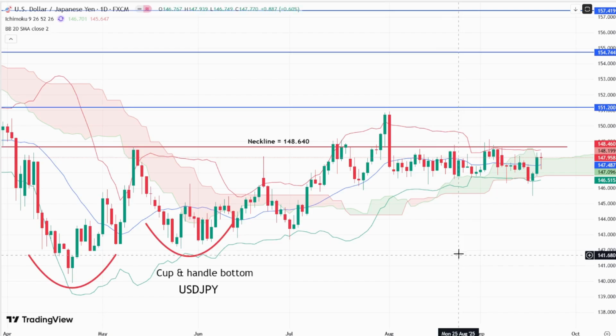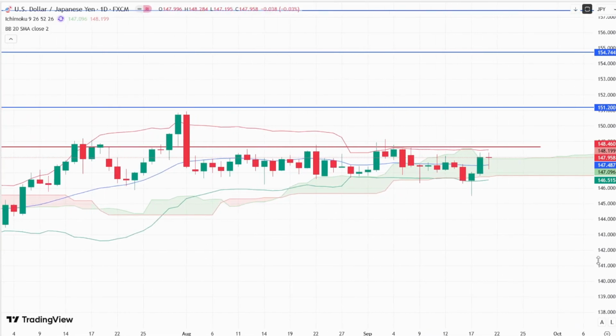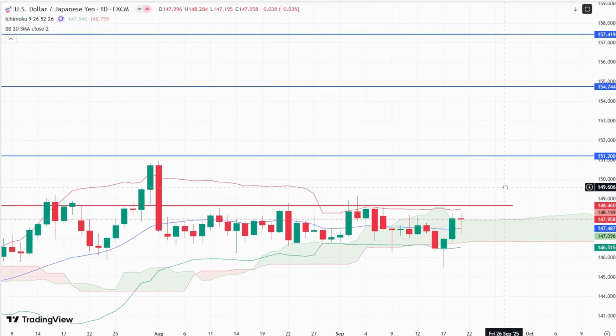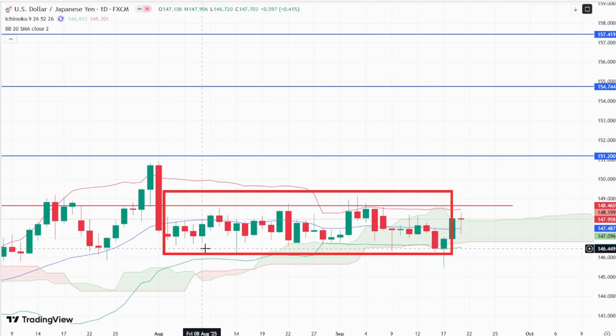I last covered dollar yen in a video on the 2nd of August, and I noted that dollar yen is in the bullish resumption phase of its cup and handle bottom bullish pattern. So far, it has not performed as per my expectation, but at the very least, let's zoom in on the price action. At the very least, I can see that downside bias throughout August and almost the middle of September.